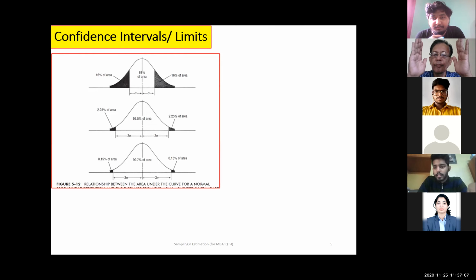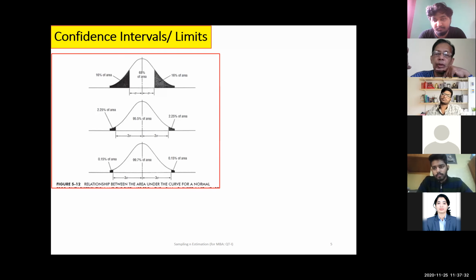Mu minus sigma is the lower limit. Say, for example, I'll give one example. Suppose a company is giving a guarantee on mileage, say Honda Activa mileage: 50 kilometers with 2 kilometers variation, so 48 to 52. The company is saying that I can give you a 95% guarantee that my bike will give you mileage within this range.